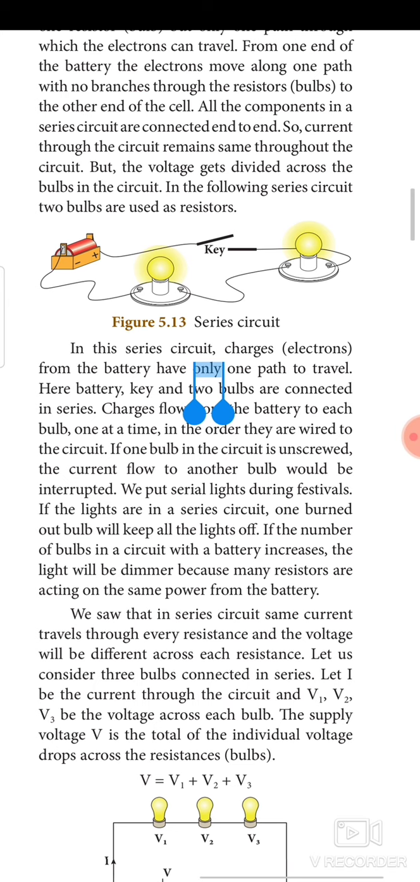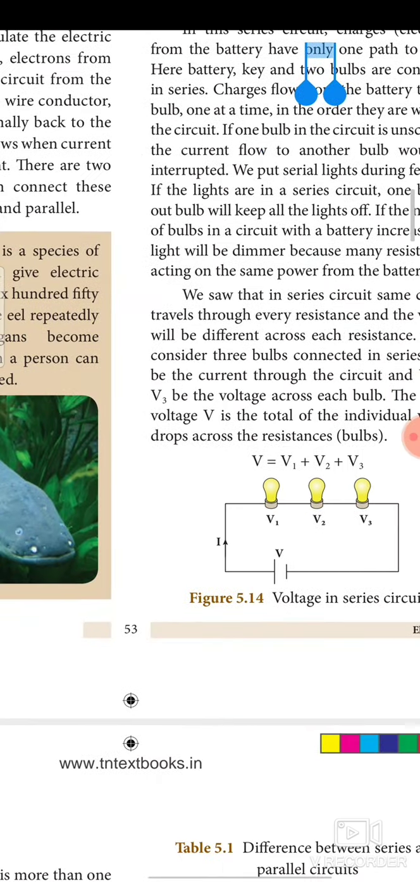We saw that in a series circuit, the same current travels through every resistance and the voltage will be different across each resistance. Let us consider three bulbs connected in series. Let I be the current through the circuit and V1, V2, V3 be the voltages across each bulb. The supply voltage V is the total of the individual voltage drops across all three resistors. Therefore, V is equal to V1 plus V2 plus V3.